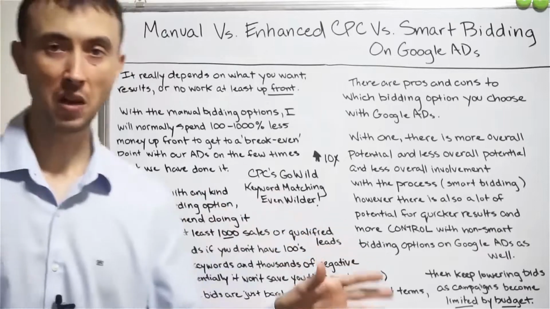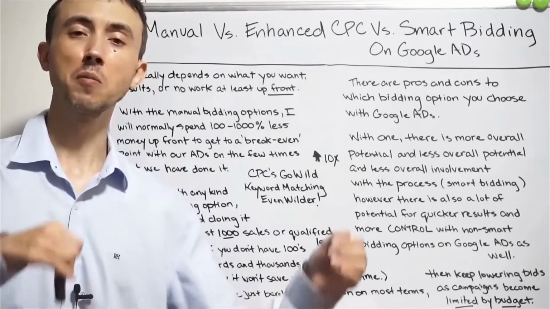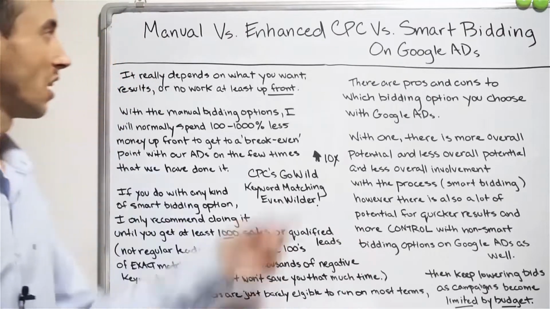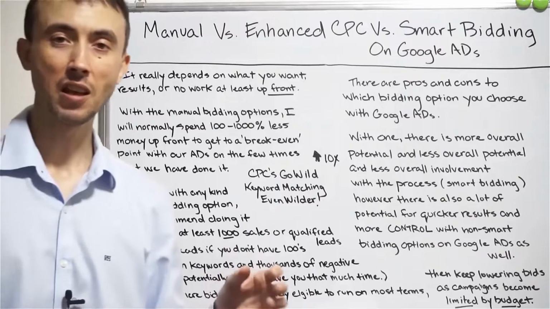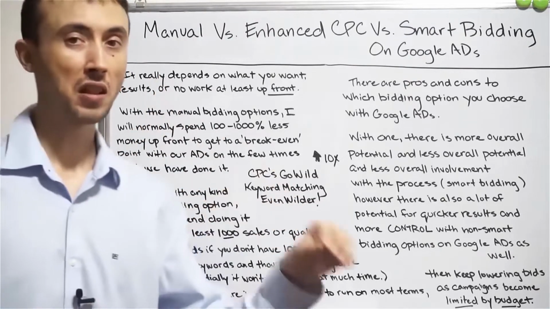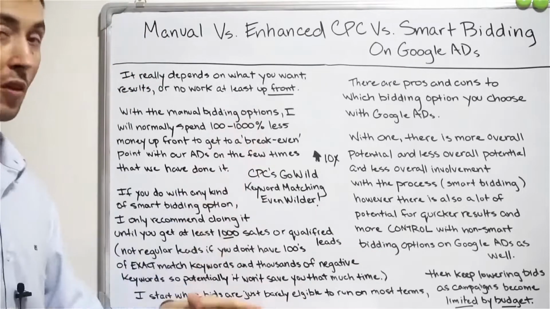If you use manual bidding, it will be more conservative in the keyword matching, and you can keep the bid lower because ultimately you get to set what the bid is. Enhanced CPC bidding is actually about halfway between manual bidding, where if you set the bid at $2, that's what you're paying basically, or less.